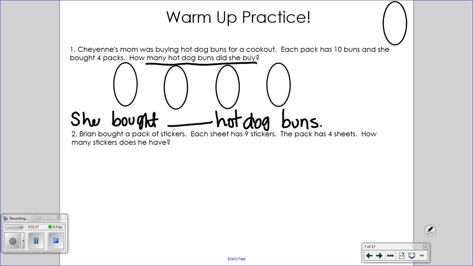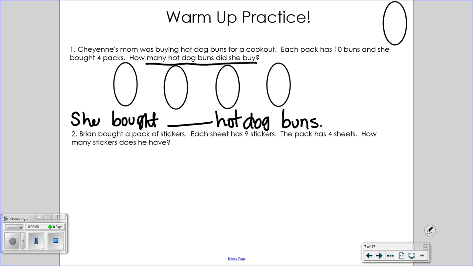If you wanted to make them rectangular, could you? Yeah. Are you going to draw out entire hot dog buns, though? No, that'll take way too long. All right, we got our 4 groups. What else do we need in those groups? Cheyenne? 10 hot dog buns. We're counting hot dog buns.